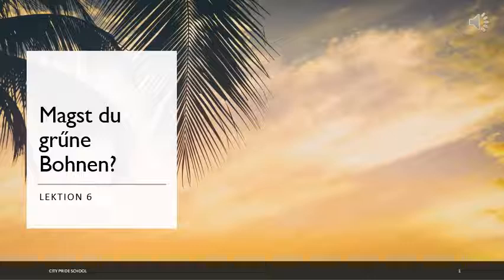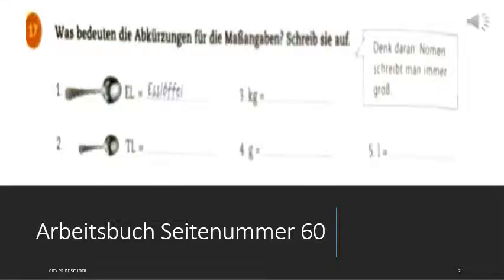Hoffentlich gut. Now we are on the last part of Lektion 6. Now we will solve a few last remaining exercises of Lektion 6 Arbeitsbuch. So let's start. Aufgabe 17.